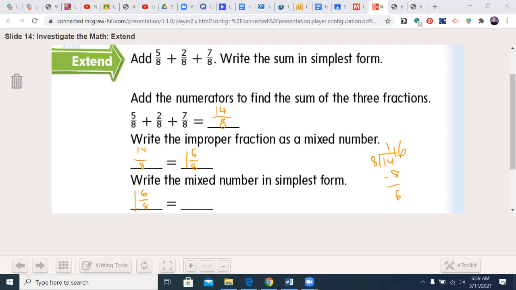When I write this in simplest form, I'm not changing the whole number. It's good to go. But 6 and 8 have a greatest common factor of 2. So 6 divided by 2 is 3. 8 divided by 2 is 4. So my answer is 1 3/4. You could have drawn pictures and models to do this as well, but the answer is 1 3/4. So 5/8 plus 2/8 plus 7/8 is 1 3/4.